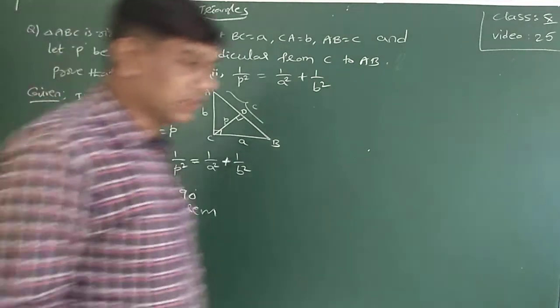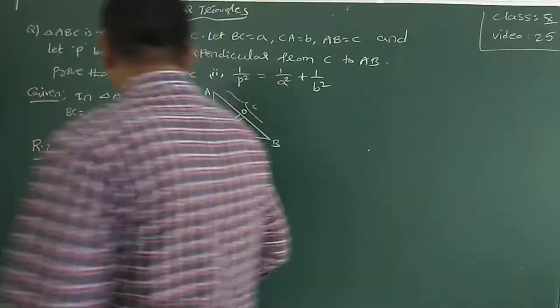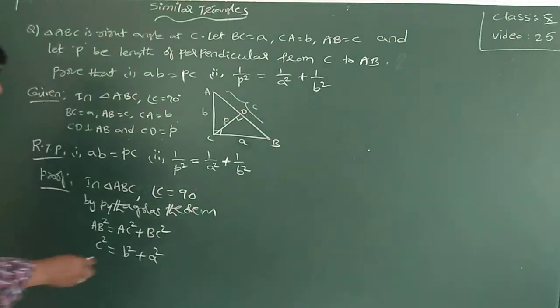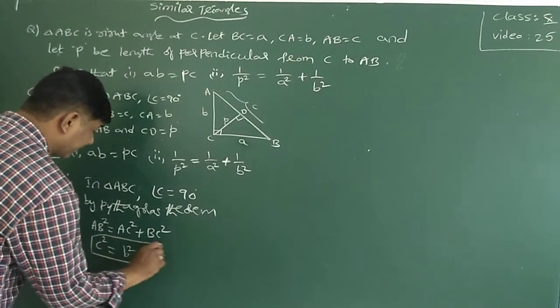Is it visible to all of you? Yes, it's visible. Okay, c square is equal to b square plus a square. By using the Pythagoras theorem I got this.